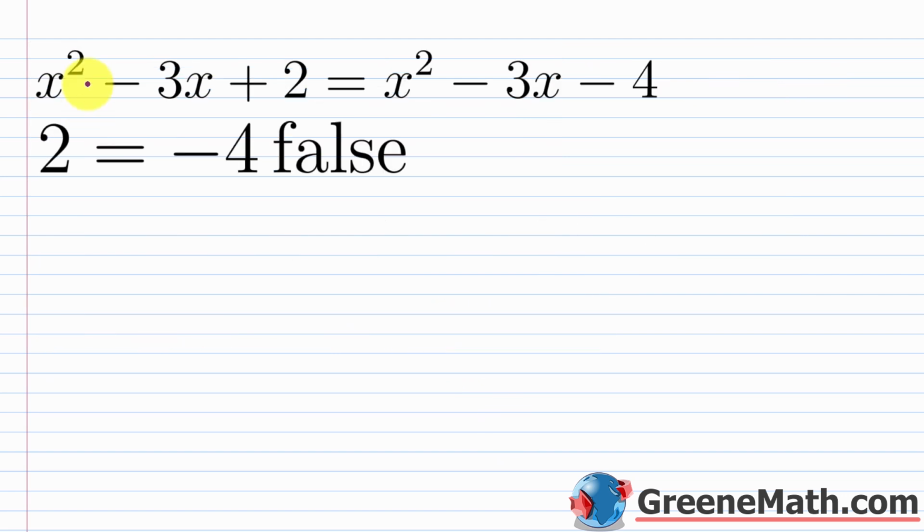So now you have x squared minus 3x plus 2 is equal to x squared minus 3x minus 4. If you subtract x squared away from each side, this goes away and this goes away. If you add 3x to both sides, this will go away and this will go away, and you'd be left with 2 is equal to -4, which is a false statement. So when we see this, we know that we have no solution for our equation.